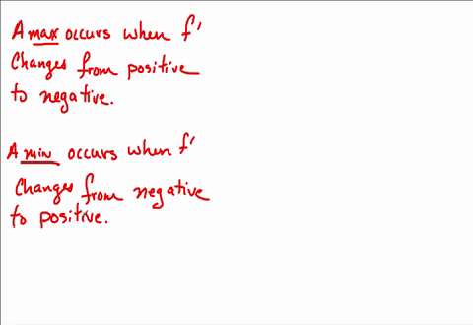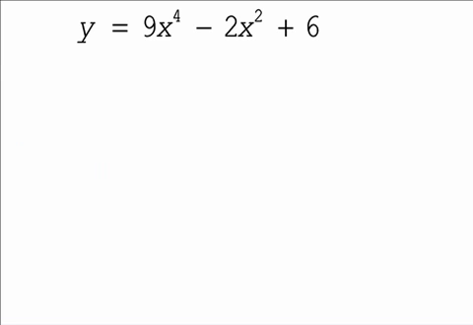Okay, so you want to make sure you take this down and get these notes in. A maximum occurs when the derivative changes from positive to negative, and a minimum occurs when we change from negative to positive. So be sure you get this note, pause, copy it down, do what it takes. Okay. Now, let's look at one more example.